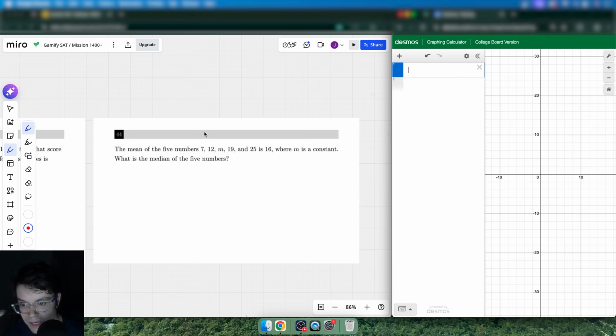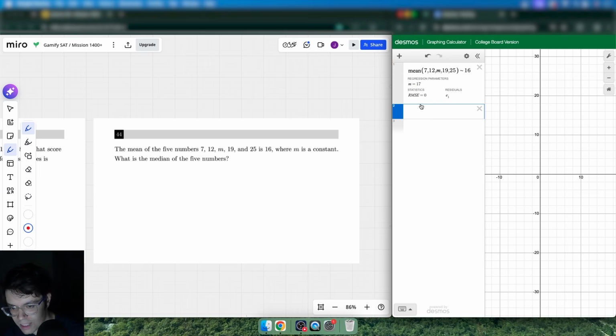This one, the mean of the 5 numbers 7, 12, m, 19, and 25 is 16. Let me start by just writing that. So mean of 7, 12, m, 19, 25, that would be equal to 16. So m must be 17. Okay, we got that. And then what is the median of the 5 numbers?